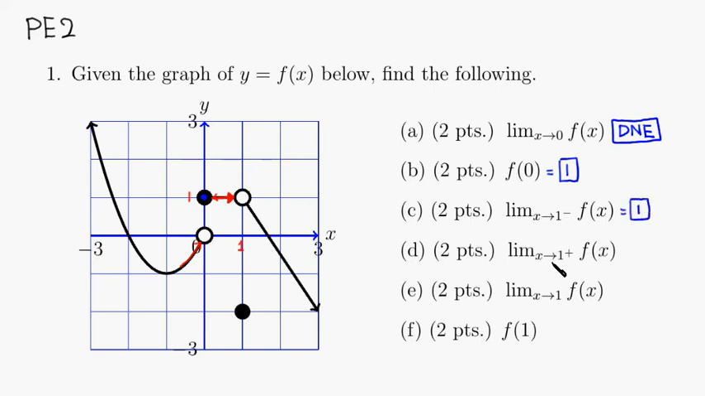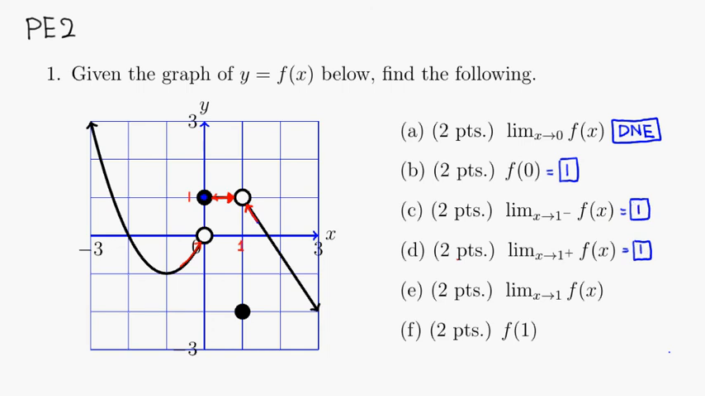All right, this is coming from the right at 1. So you're approaching 1 from the right-hand side. Here you're approaching that point, which is the same point whose y-coordinate is 1. So the right-hand limit is 1.